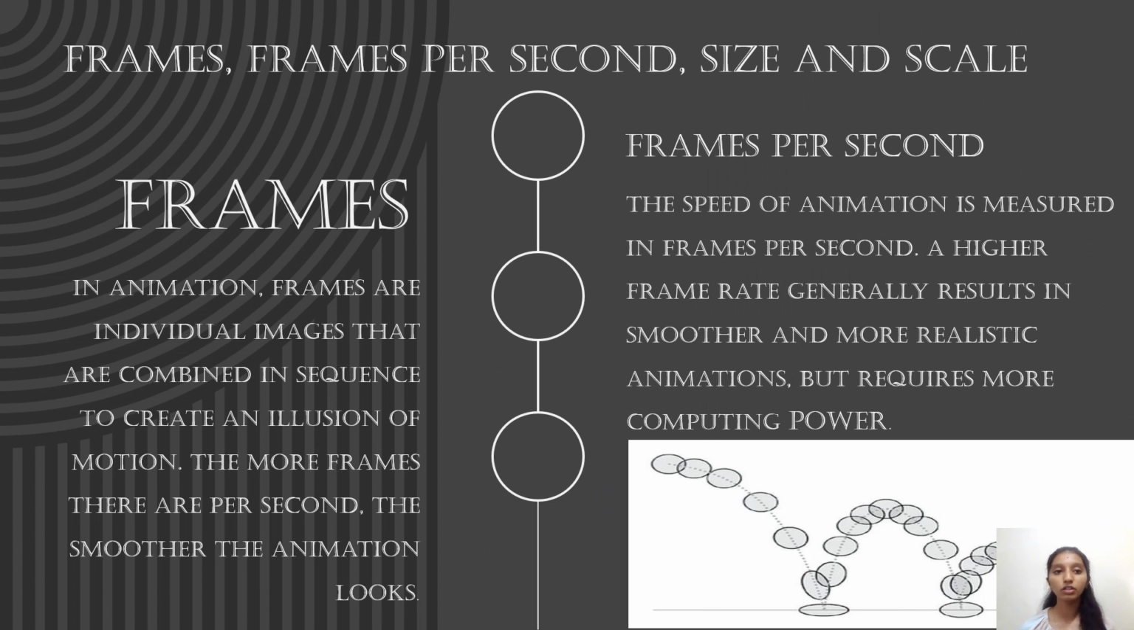Next, we are going to learn about frames per second, size and scale. Frames: in animation, frames are individual images that are combined in sequence to create an illusion of motion. The more frames there are per second, the smoother the animation looks.